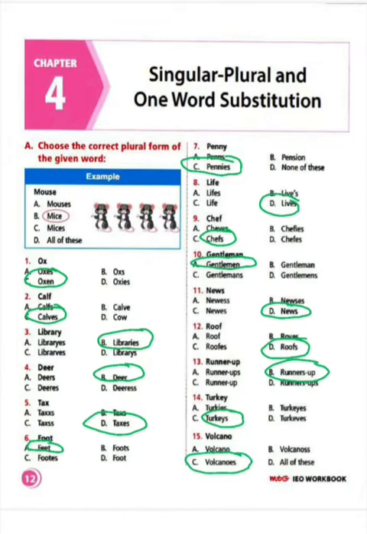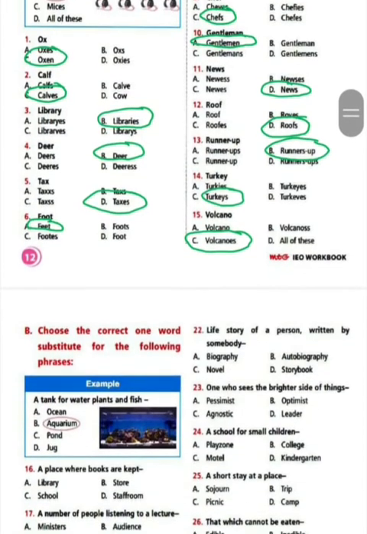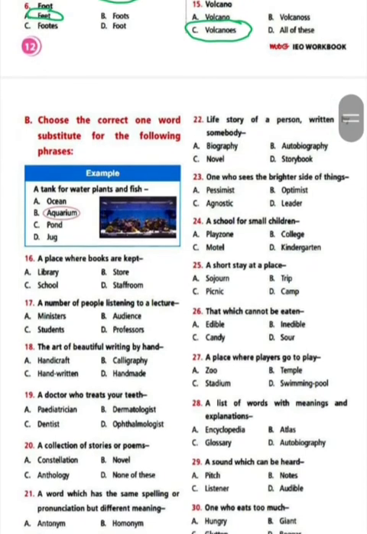So now we move to the next part, that is exercise B. Choose the correct one word substitute for the following phrases. So a phrase is given, it's like word meanings. The meaning has been given, four options are there, and you have to choose the word for which that sentence is the meaning.